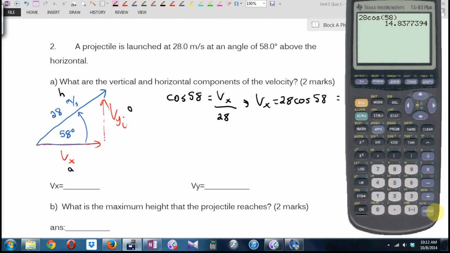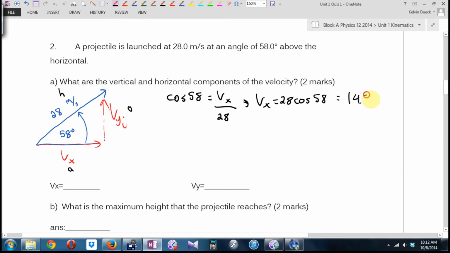14.8377. I'm going to write 14.84 up here, but down in the answer blank, 2 or 3 sig figs, 14.8 meters per second. It's 2 marks. How about 1 mark for that component?